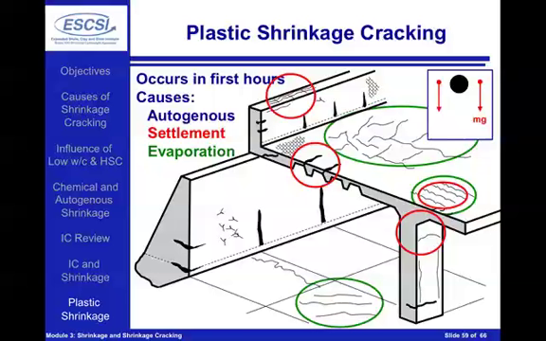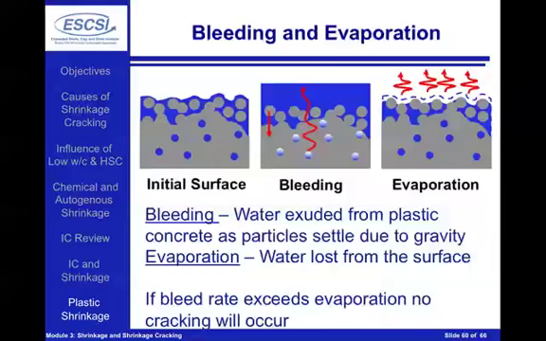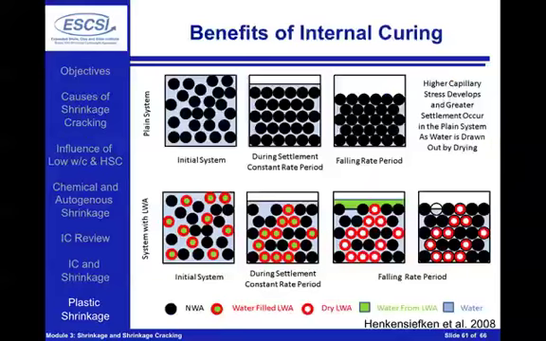Green here we see a high rate of evaporation taking place, but autogenous will also come into this picture. Again, the idea behind this type of cracking is bleed water will essentially make its way to cover the surface. It'll be exuded from the concrete pushing down. If the evaporation rate is too high, essentially if the evaporation rate starts to exceed the bleed rate, we start to worry about stresses developing inside of the system. So where does internal curing come into play in this system?